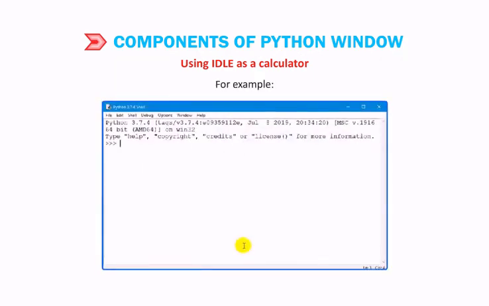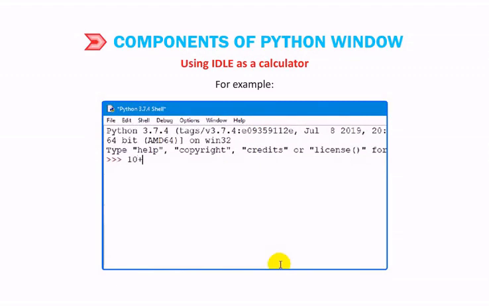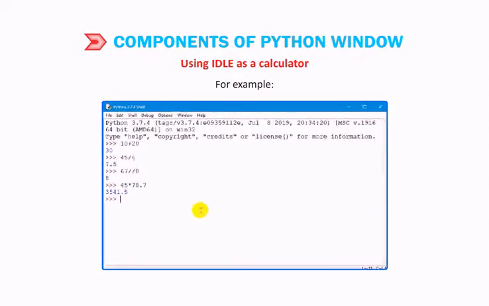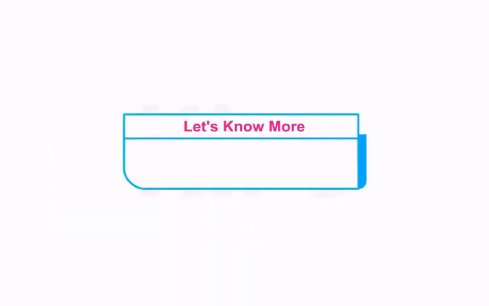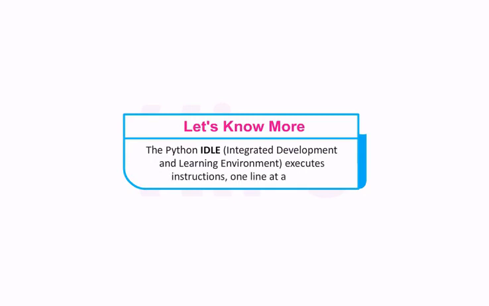For example, let me share a tip with you. In IDLE, you can press Alt plus P to repeat the previous command. Students, let's know more. The Python IDLE, Integrated Development and Learning Environment, executes instructions one line at a time.